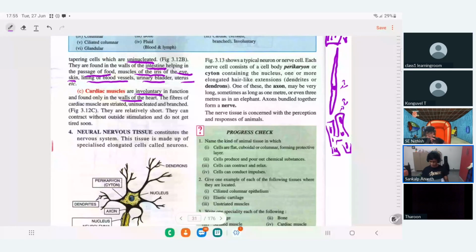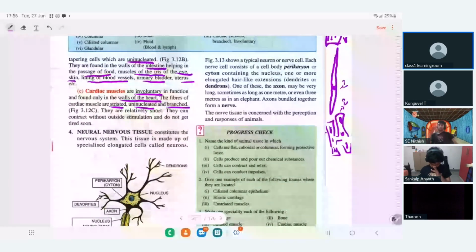Did we learn nervous or neural tissues in school? Next we are going to study cardiac muscle: striated, uninucleated, branched. That's the special aspect of cardiac muscles, and of course they are short. And contraction without outside stimulation.